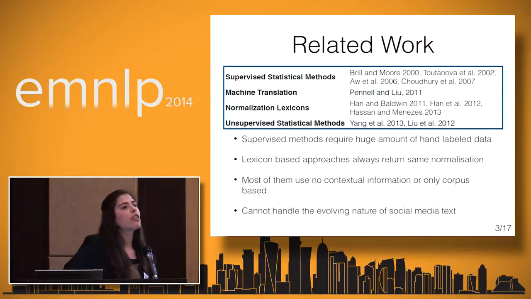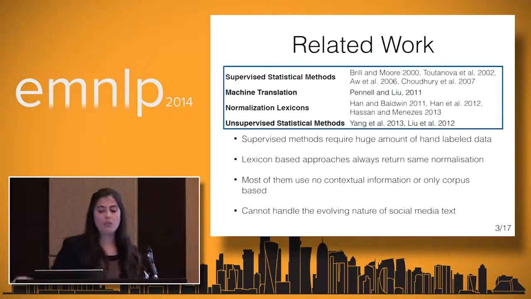Recently, there has been a growing interest in text normalization. Several approaches have been proposed for this task. There are statistical methods and machine translation approaches, but most of them are based on supervised methods. And it's really hard to find labeled data for this domain. Since social text has a very dynamic nature, even if we find annotated data or even if we annotate data, it may become outdated very soon.